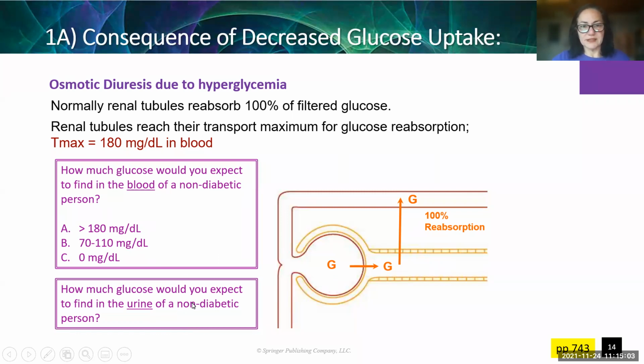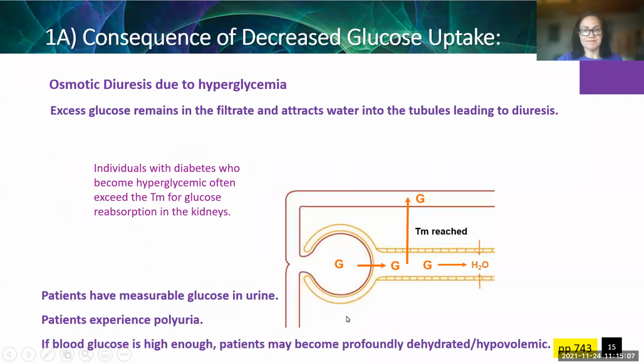So 0 is the correct answer for the second question. However, when somebody has very elevated blood glucose, the extra glucose stays here. The transport maximum was reached, and so some of the glucose stays here in the renal tubule. That has high osmotic pressure, which means it draws water into the tubule, where extra water is being drawn in.